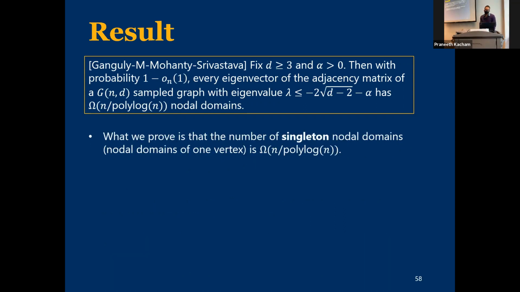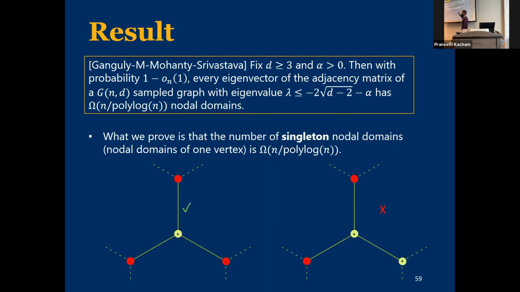Okay, so we show that the number of singleton nodal domains is Omega(n over polylog n). A singleton nodal domain is just a nodal domain of one vertex, something that looks like the left, where a vertex is positive and surrounded by all negative entries, versus something on the right.